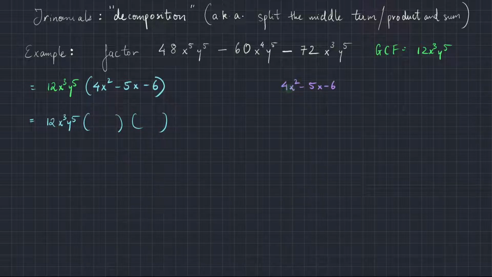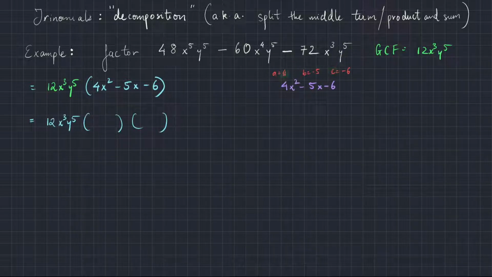Alright, so we have 4x squared minus 5x minus 6. The first step is to identify what our coefficients a, b, and c are. In this case, a is equal to 4, b equals negative 5, and c equals negative 6. They're coefficients because they are the numbers that are attached to our variable. Once we've identified a, b, and c, our next step is to find two numbers which have a product of ac and a sum of b. Let's see what that means.